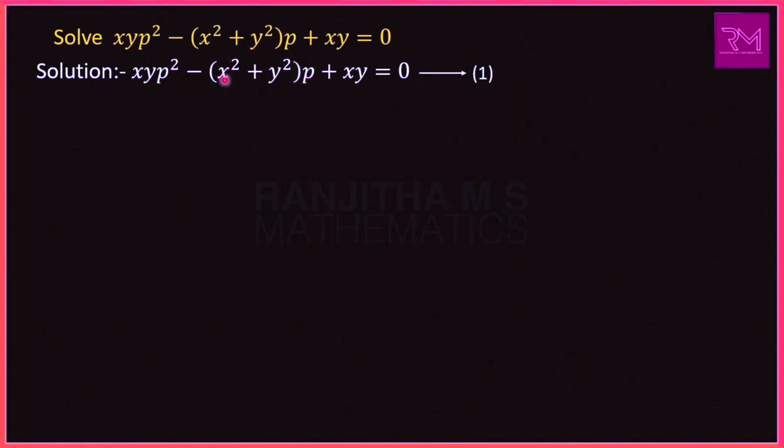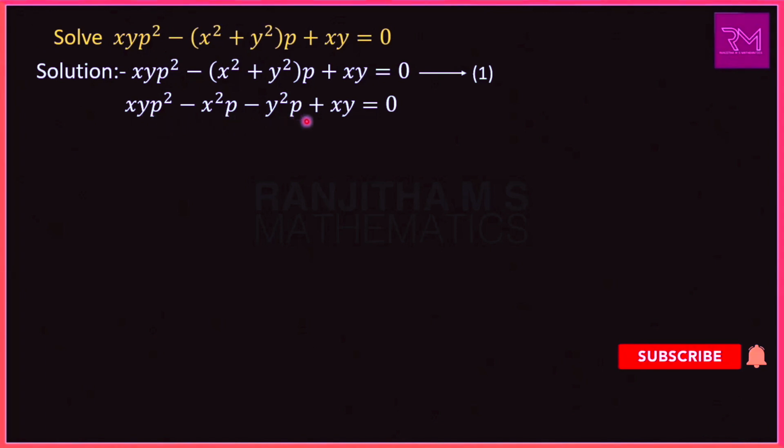So multiply p inside the bracket here and simplify, we get xy into p square, here minus x square into p is minus x square p, here minus into plus is minus y square into p plus xy which is equal to 0. Next, we have to form factors. For that, consider this is xy p square. Here we have xy p square minus x square p, so we can take xp as common over here. Here y square p and xy, we can take y as common over here.